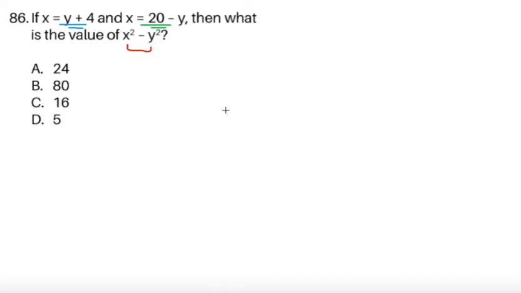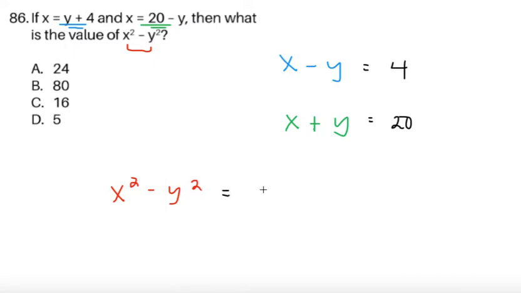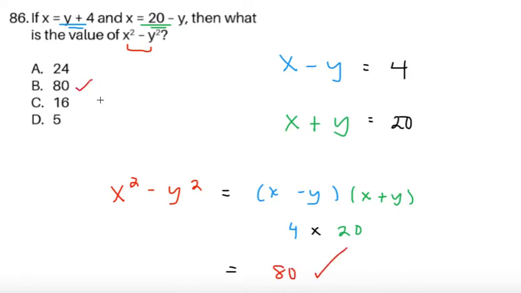So the blue equation, from x equals y plus 4, I can write as x minus y equals 4. And for the green one, I can write x plus y equals 20. So how convenient is that? I already have the difference, x minus y, and I have the sum, x plus y. And I know that x squared minus y squared is simply equal to x minus y times x plus y. So that's direct substitution. x minus y is equal to 4, x plus y is equal to 20. So I'm just getting 4 times 20, and that equals 80. And 80 here corresponds to choice B.